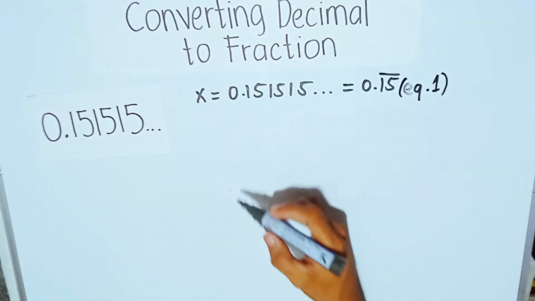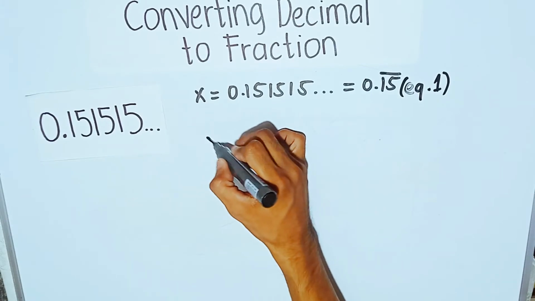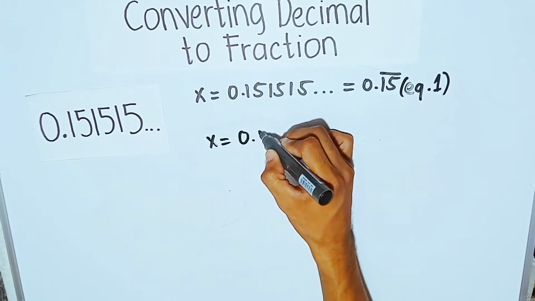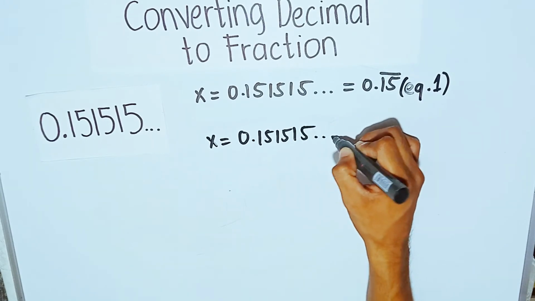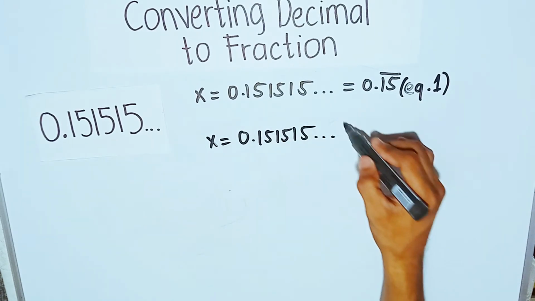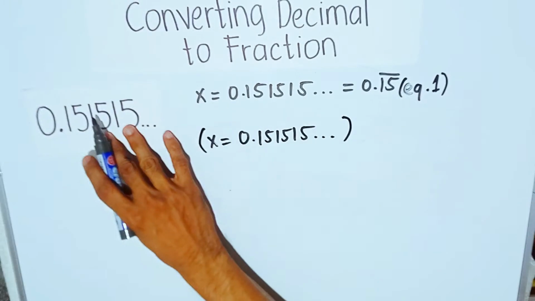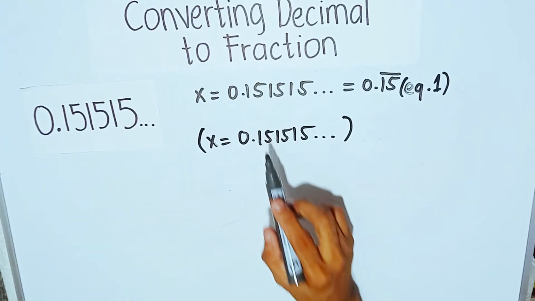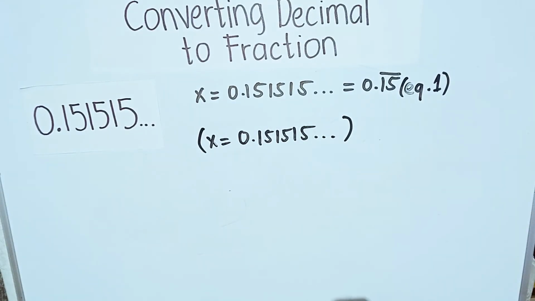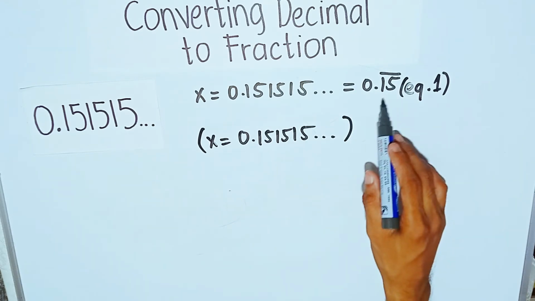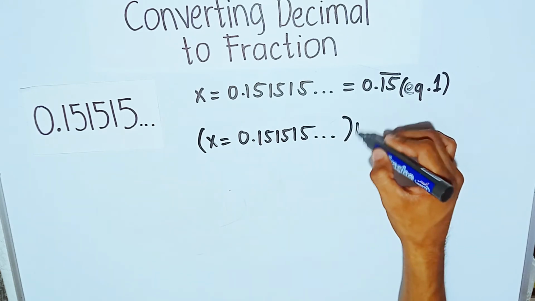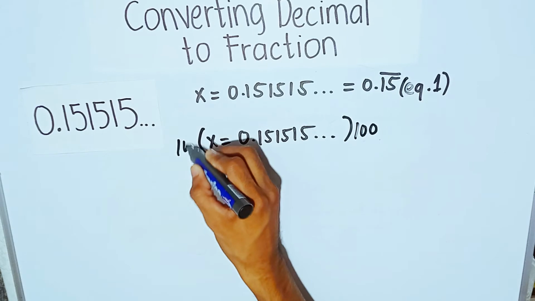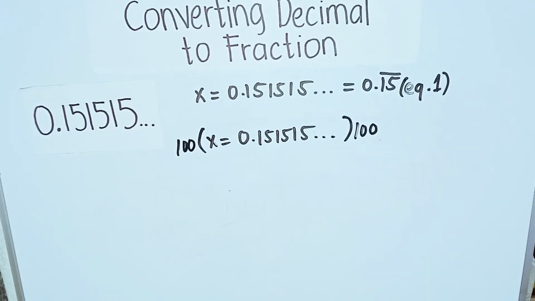So, next will be kunin natin ito. Okay, x is equals to 0.151515 vinculum. And then, i-multiply natin to by how many? Kung ano yung naulit na numbers, at yung numbers na yon is 2-digit lang, so meaning to say, i-multiply natin siya by the powers of 10. Kasi yung 2-digit na yan, belong siya sa hundredths place. So, multiply natin by 100 para makuha natin yung equation number 2.